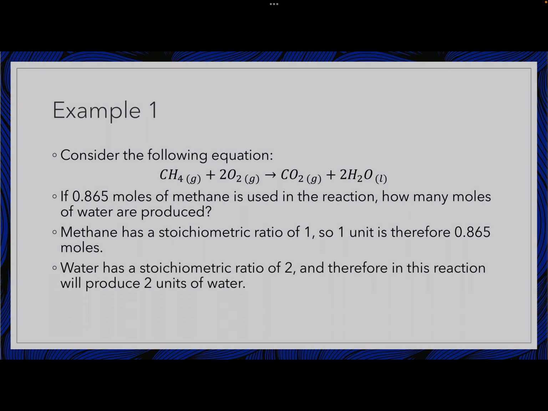Water has a stoichiometric ratio of 2. Therefore, in this reaction, it will produce 2 units of water. Now, 1 unit is 0.865 moles, so 2 units is 2 times that number, so 1.73 moles. So basically, how many moles of water are produced? The answer is 1.73 moles.